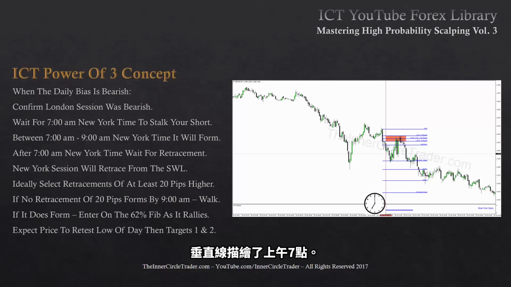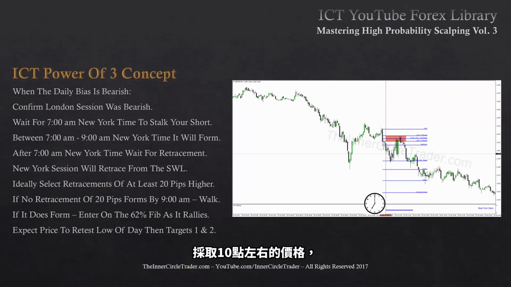And again, the vertical line delineates the 7 a.m. marker for the New York session. So immediately after that, we're going to be on watch for a retracement higher of at least 20 pips. Now, again, if you're having very strong convictions about the market being very bearish, you can anticipate an optimal trade entry forming at 15 pips or so.